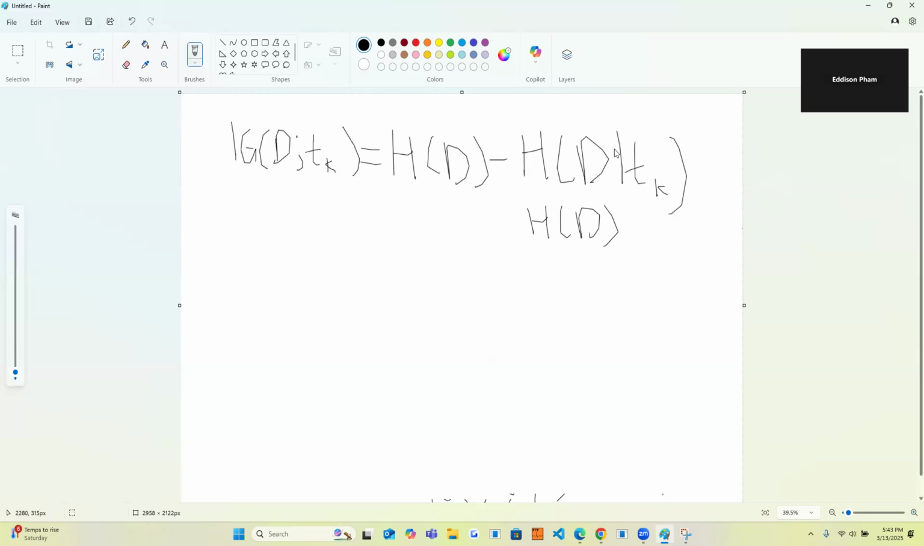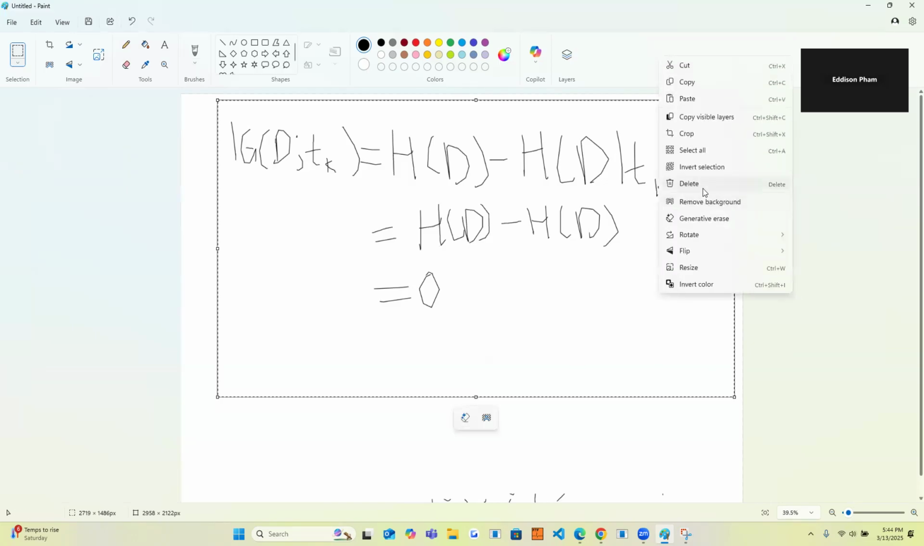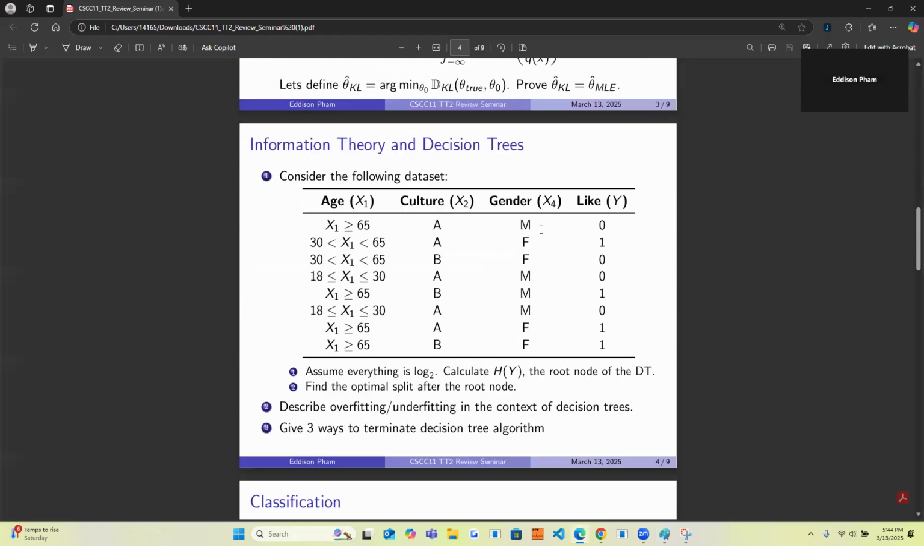But anyways, if you apply the split and it does nothing, then you just get the same entropy as is. So you just get zero information gain. The split is completely useless. I'll skip the bonus question. I'll leave it for you guys to do because it's pretty fun.